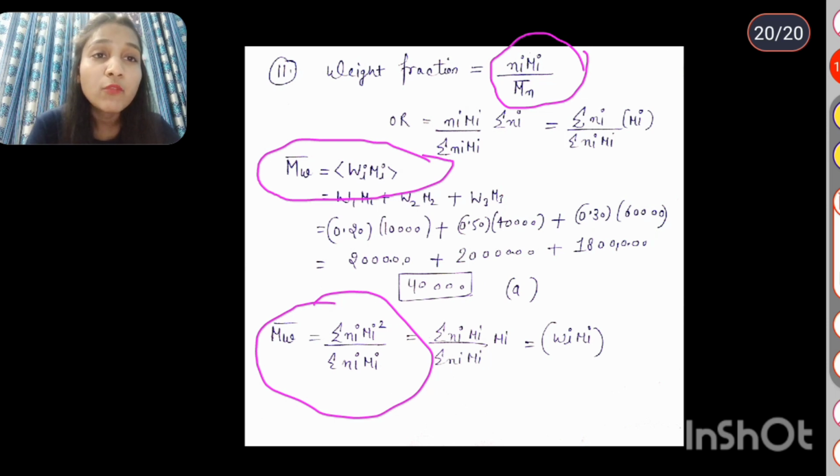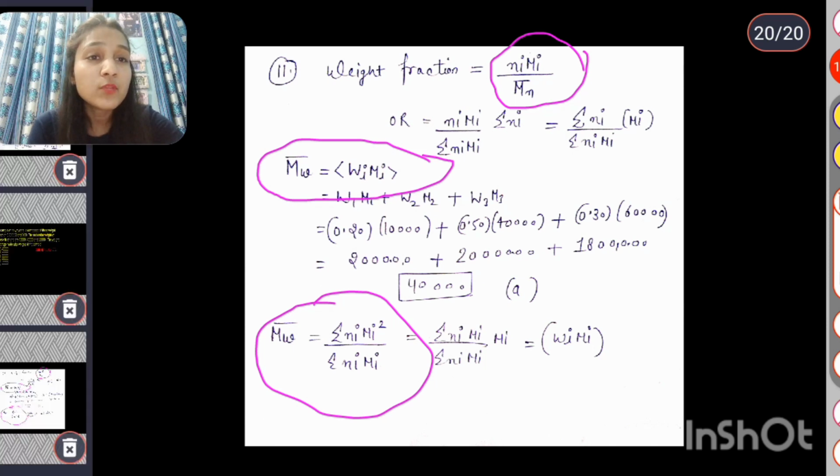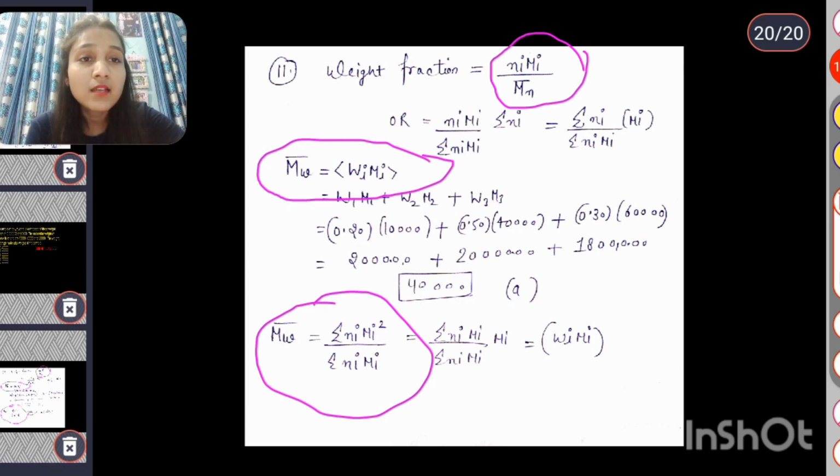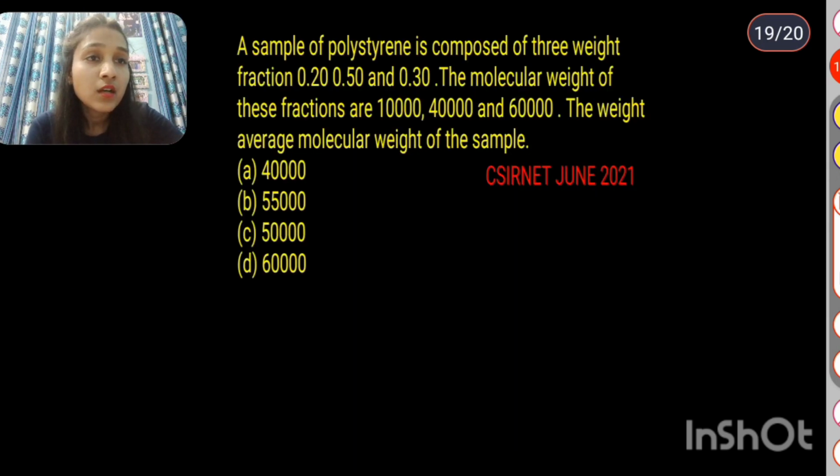So here 3 weight fractions and 3 molecular weights are given. So simply put all the values in the new formula that we made by combining 3 formulas. So after putting values, our answer is 40,000. So here if we see, this is option A, that is 40,000. So this is the correct answer for this question.